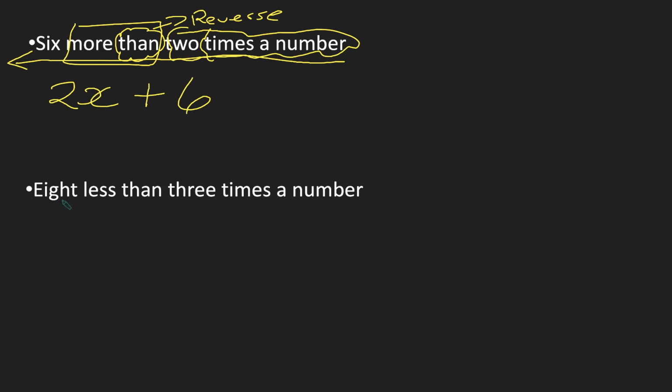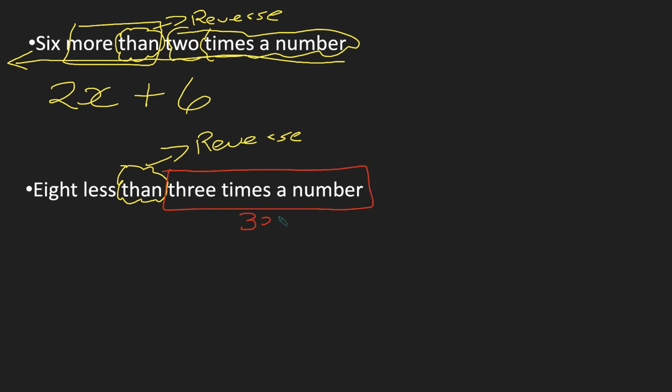Let's try that again. We have 8 less than. Notice I see the word than. So you're like, okay, it's time to reverse my order. And it says 3 times a number. So 3 times a number is first. 3 times a number is 3x.